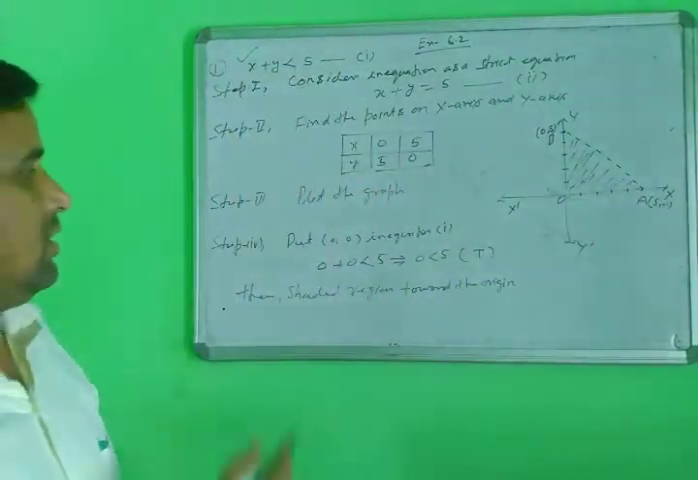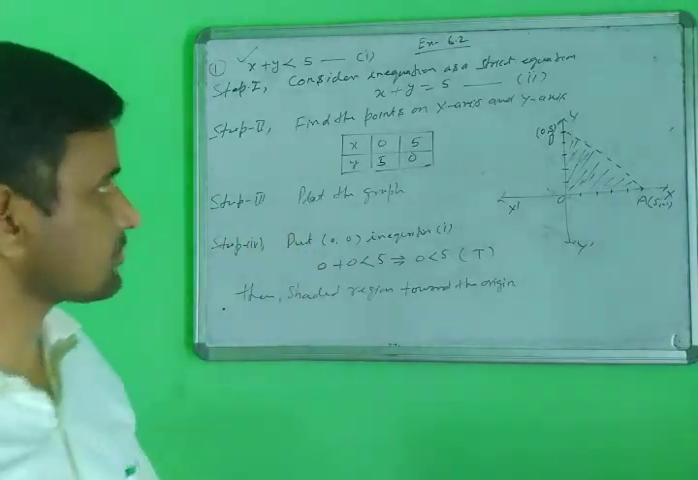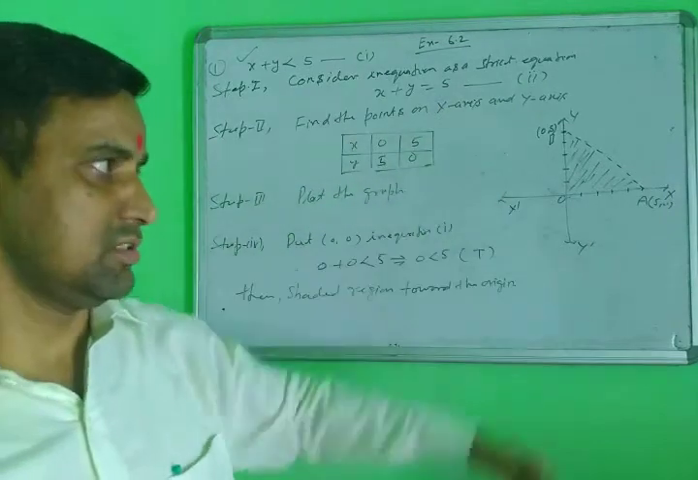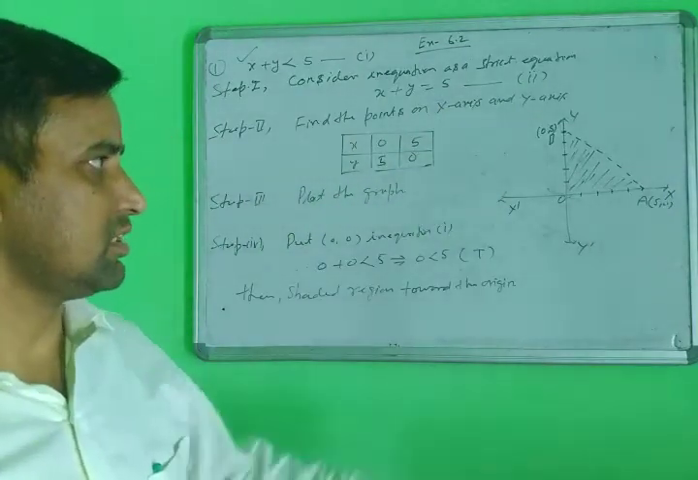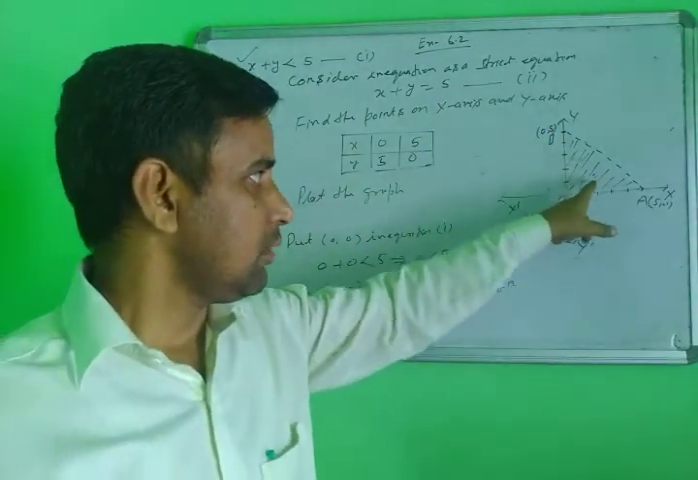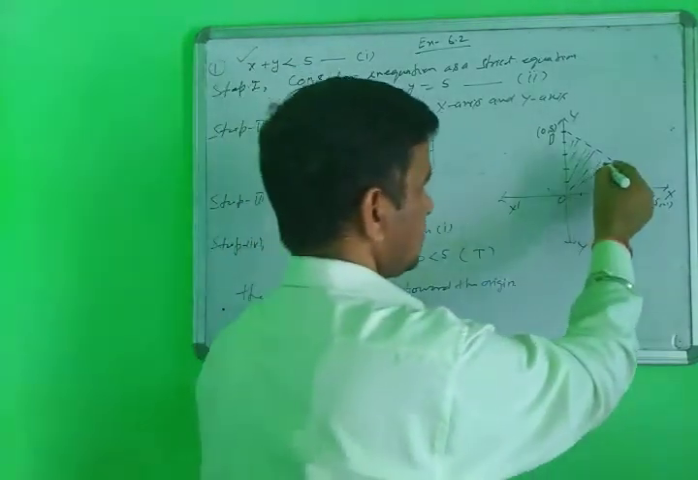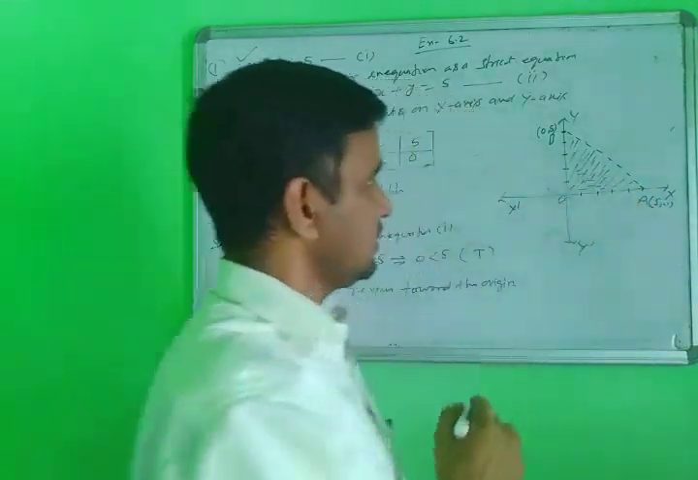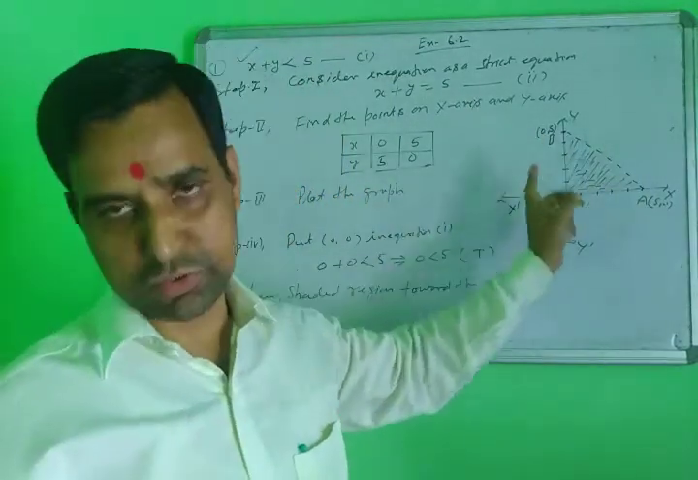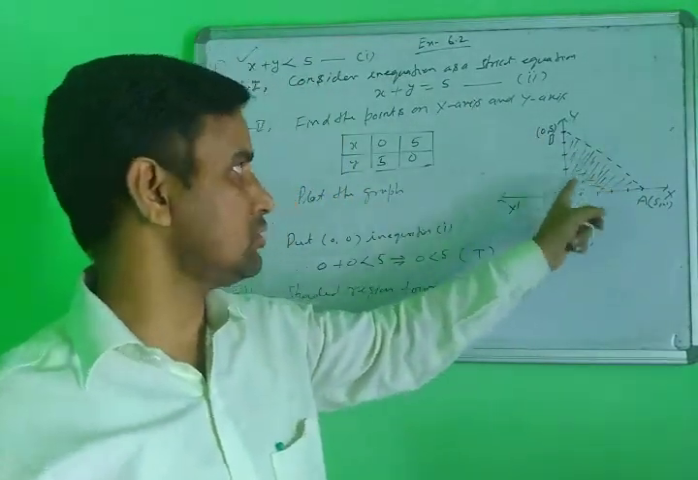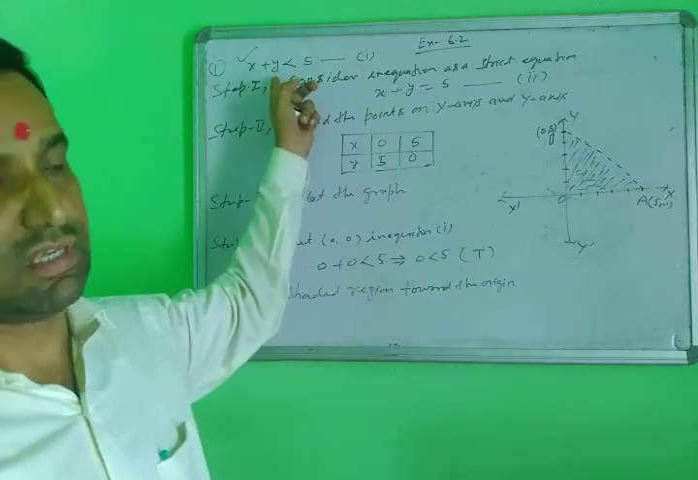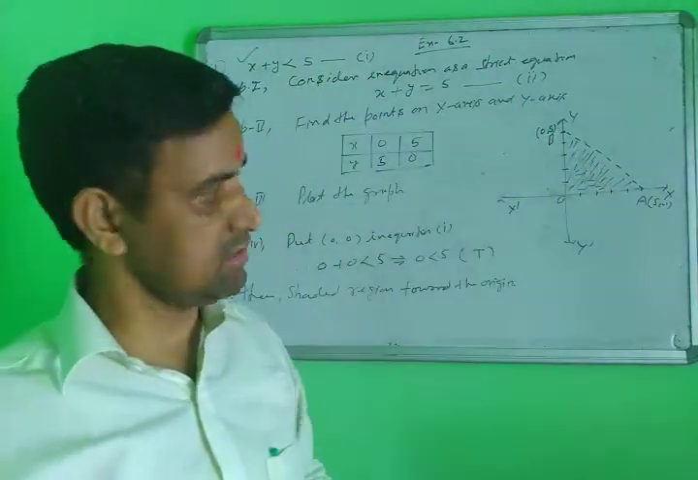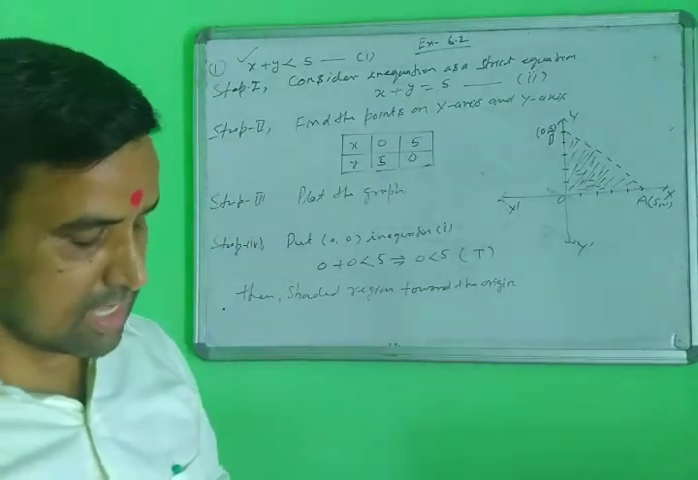So in your fourth step, you find the complete solution here. This is the graphical solution, meaning this shaded region. This is the complete solution region of the given inequality. Yes, note it down. Then the next questions.